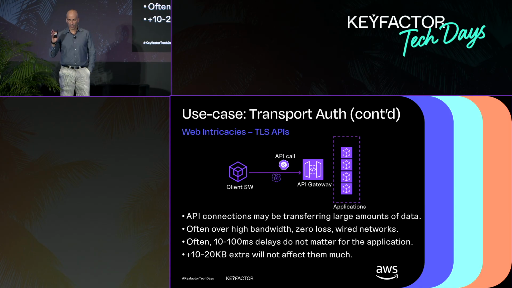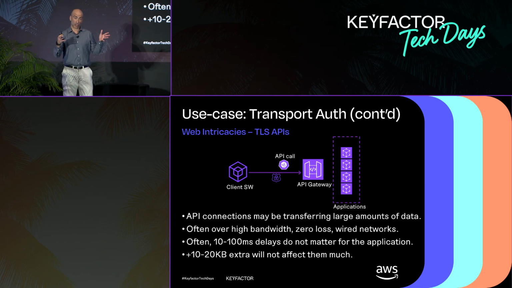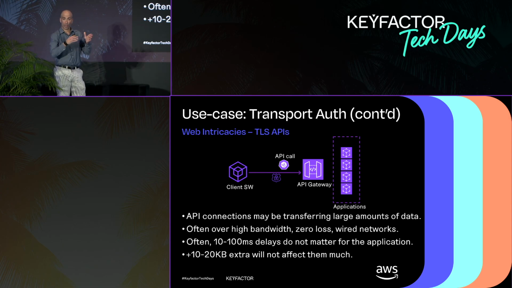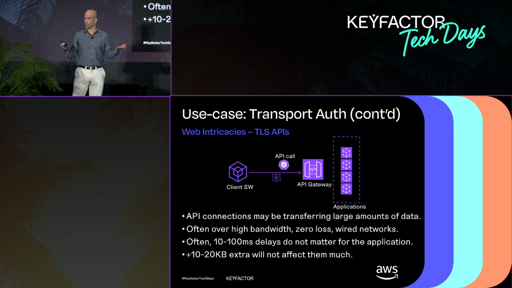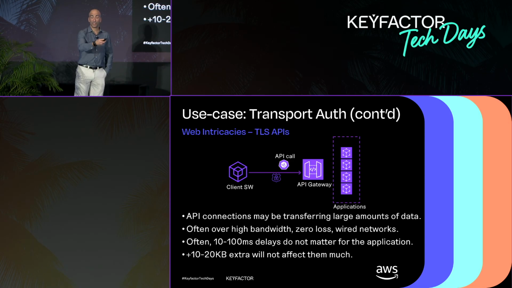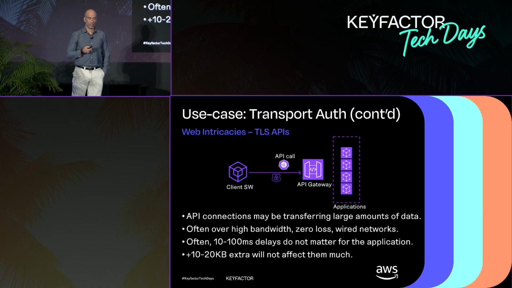So many times these connections transfer a lot of things. They transfer 100 kilobytes or more. And frequently, they're over fast networks. If you're on a 1 gigabit per second connection, 10 or 15 kilobytes will take very few milliseconds to transfer. So for these use cases where the bandwidth is great and there's a lot of data, ML-DSA will not affect them as much, because ML-DSA is only 10 or 15 kilobytes. So that's another example of a use case that will not sweat it. It will not suffer too much.